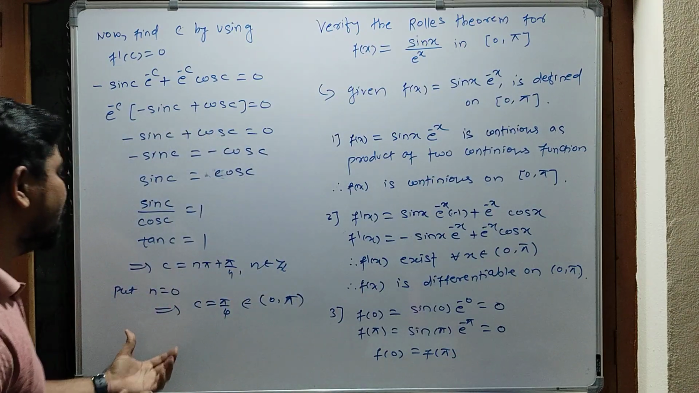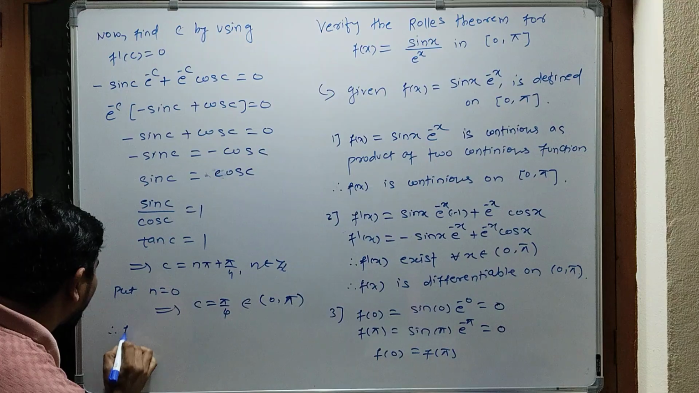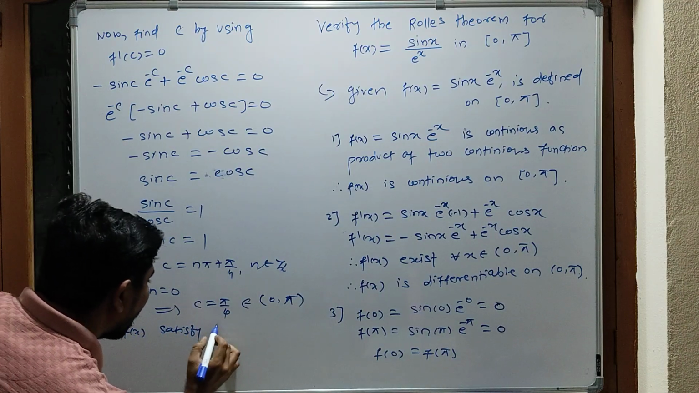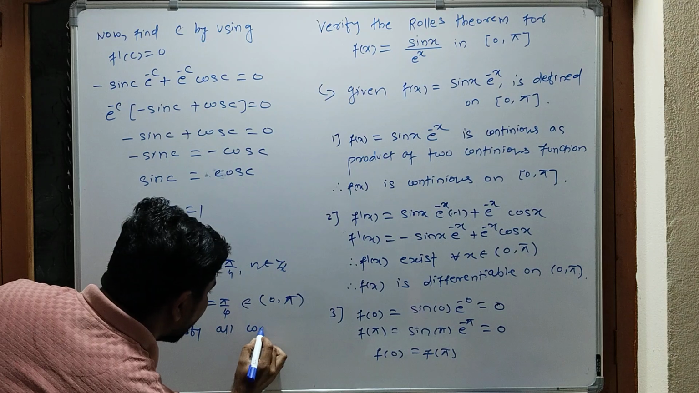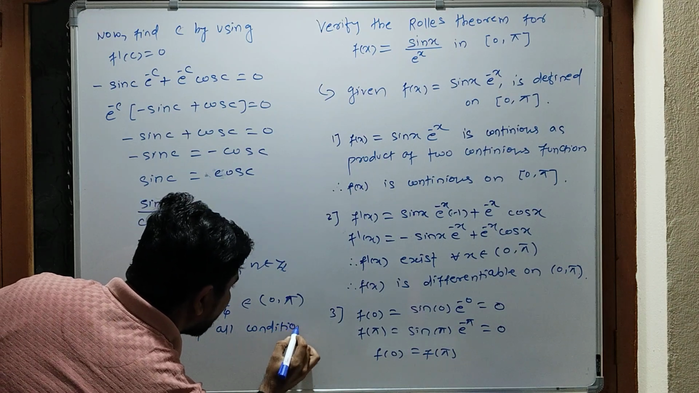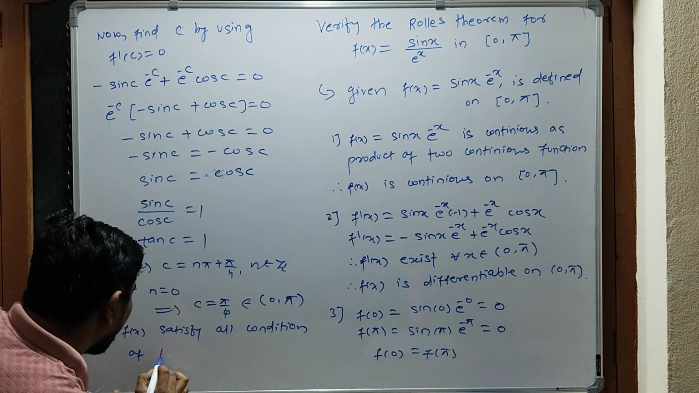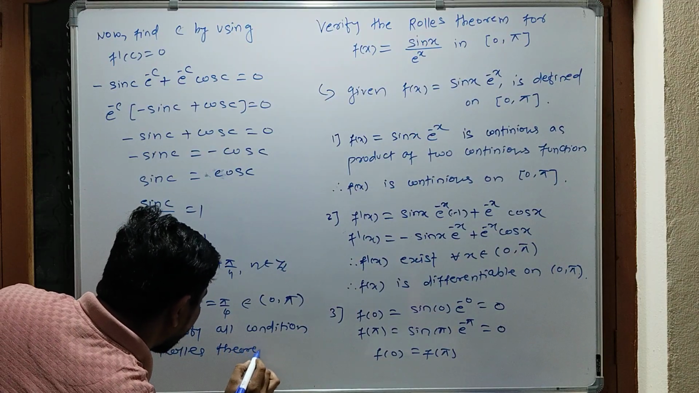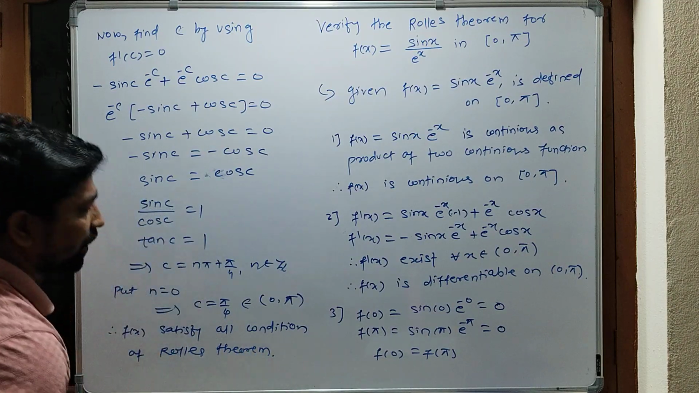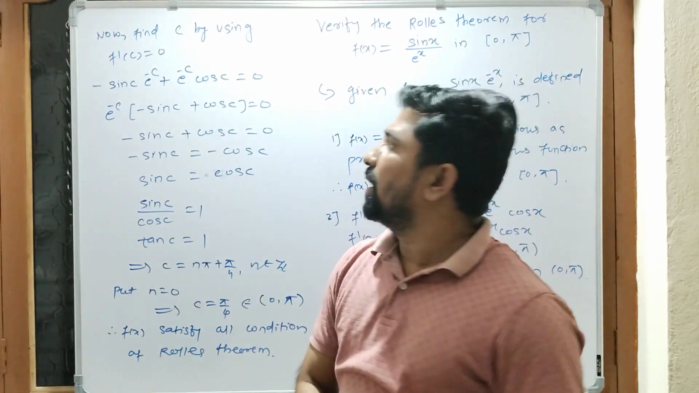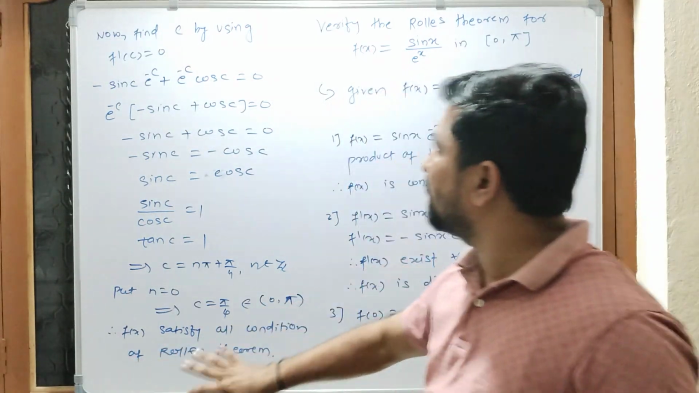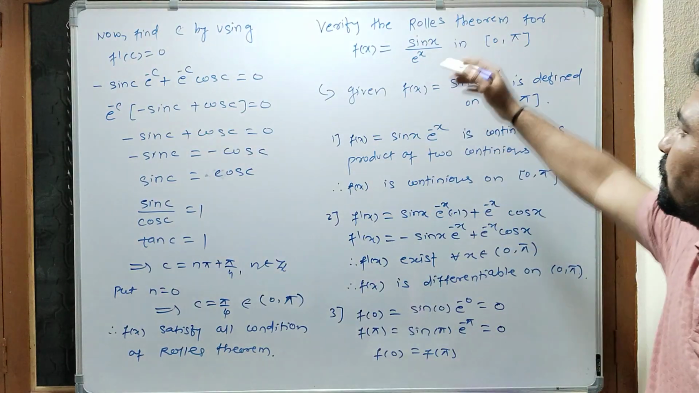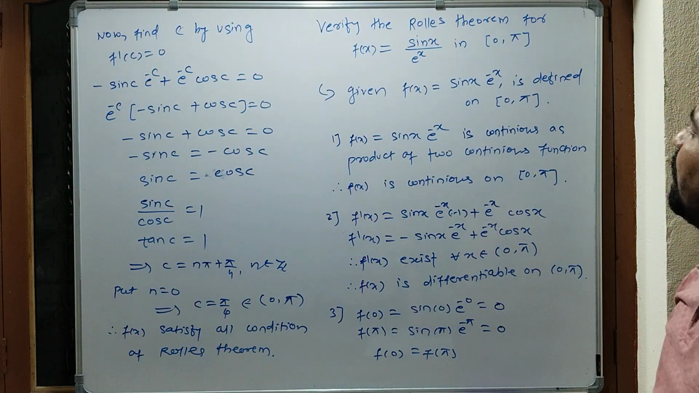This means that therefore f of x satisfies all the conditions of Rolle's theorem. Hence proved. Now here you can write hence at the end. This means that your function satisfies all the conditions of Rolle's theorem. Hence proved. So this function satisfies the conditions of Rolle's theorem.